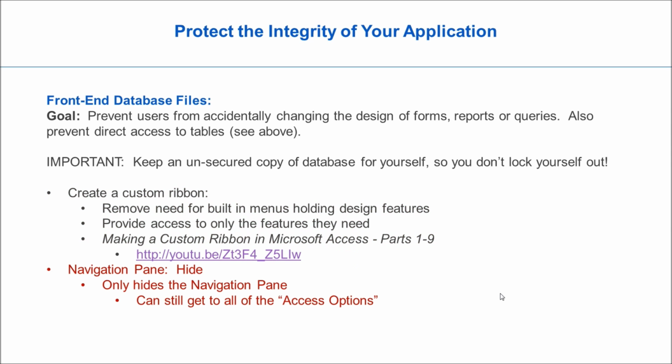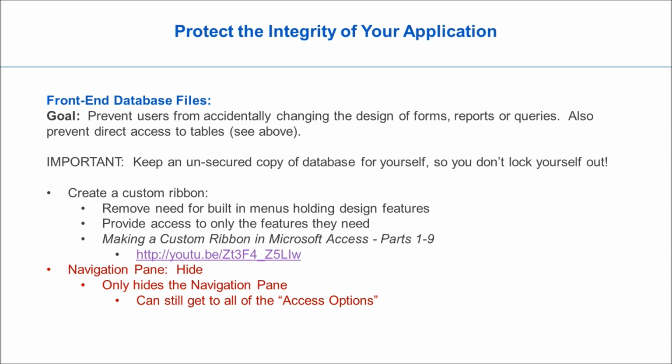Once you've provided access to the features your customers need via a custom ribbon, then we can begin hiding other design elements of the Access user interface. First thing to hide would be the navigation pane. This hides the bar along the left side of your Access window that lists all of your database objects, your forms, your queries, your reports, and your code modules.